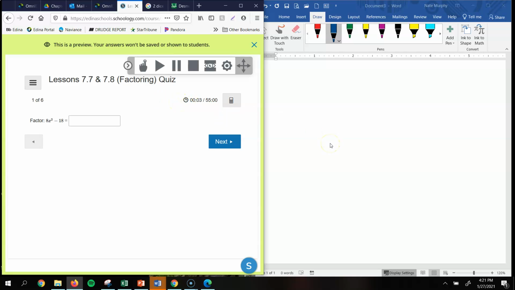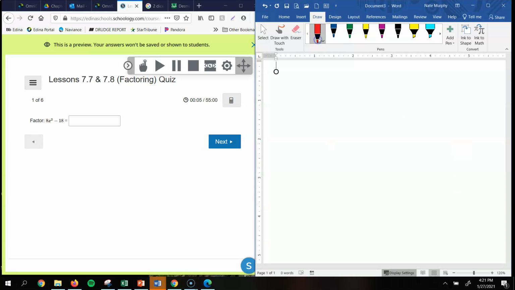So we're just factoring 8x squared minus 18. Now it's really important that you remember that anytime we go to factor, your first step is to always look for a greatest common factor. This one has a greatest common factor of just a 2. 2 goes into both 8 and 18. It's the largest number that goes into both of those. So when we do that, we're left with 4x squared minus 9.